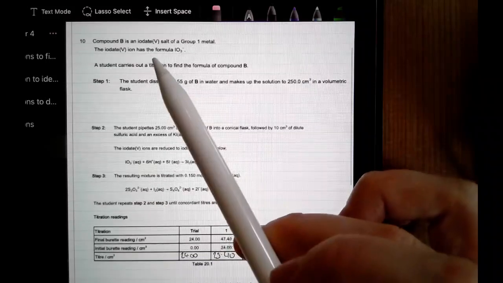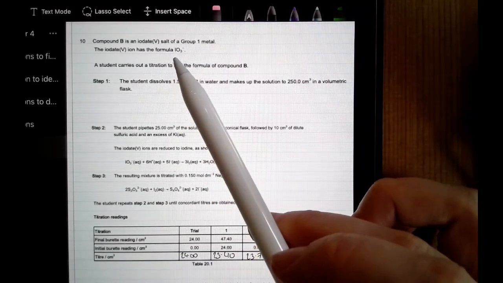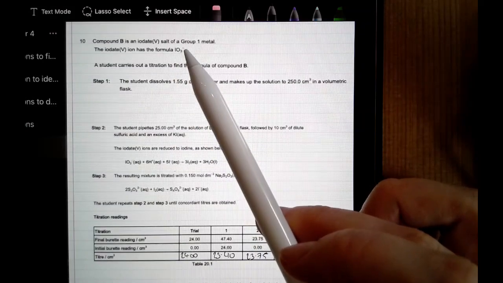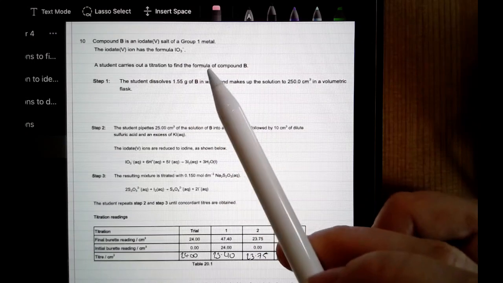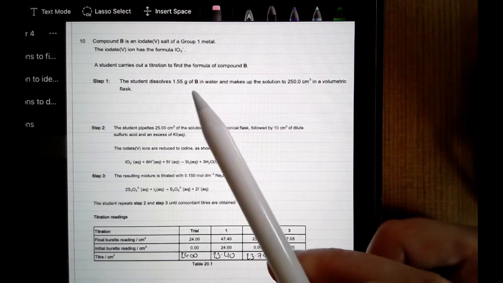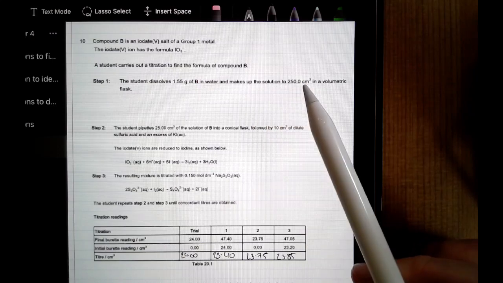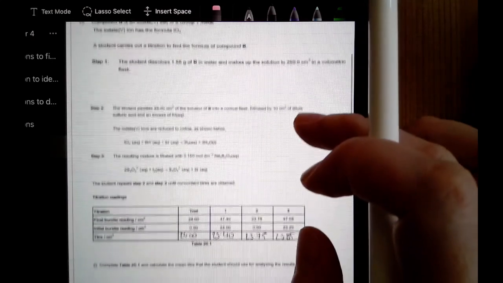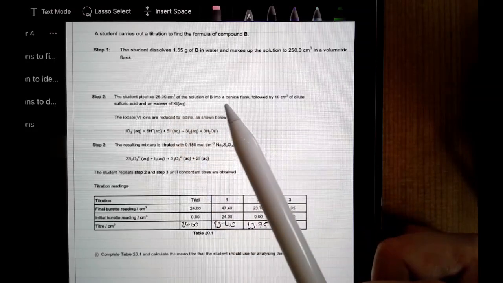B. So you're told compound B is an iodate salt of a group 1 metal. The iodate ion is IO3-, but there must be a group 1 metal to go alongside it. And they carry out a titration to work this out. They're taking 1.55 grams of B, dissolving it up to 250. They're then pipetting 25 centimetres cubed of B into a conical flask.